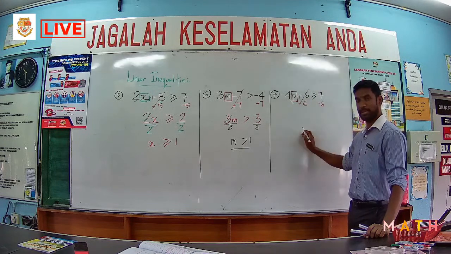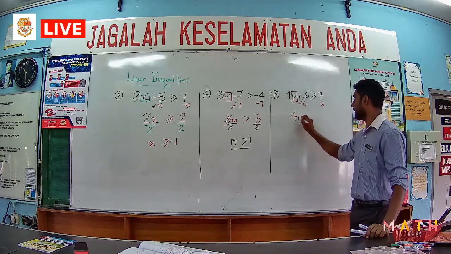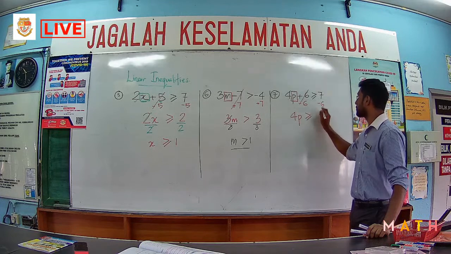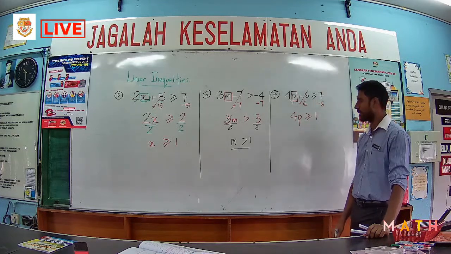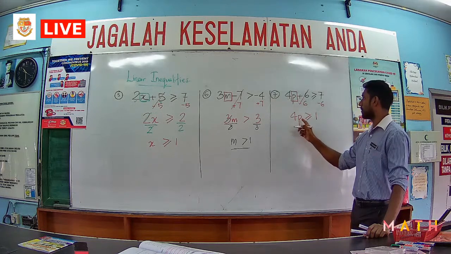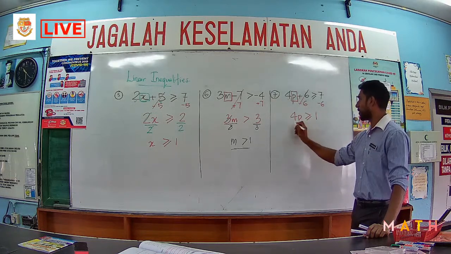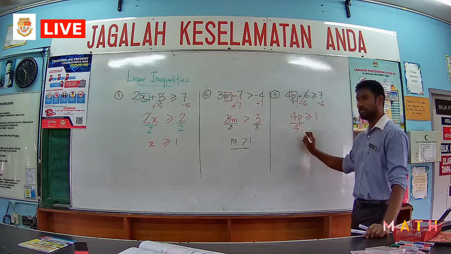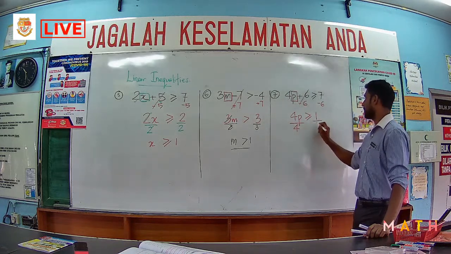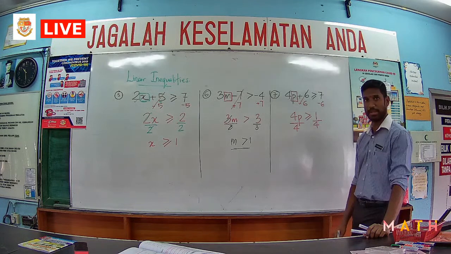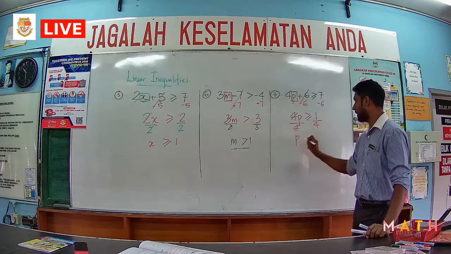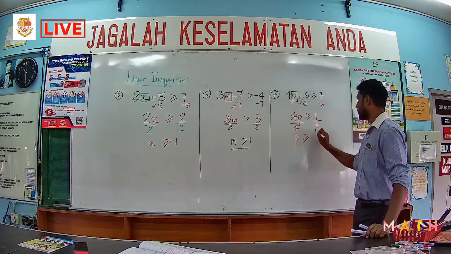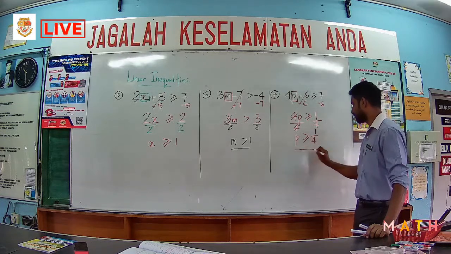So this one is eliminated. You have 4p greater or equals to 7 minus 6 equals to 1. Now, how about this 4? You want to eliminate it? You are going to divide by 4. Here we must divide by 4 as well. So the 4 and 4 are gone. So the answer will be p greater or equals to 1 over 4.